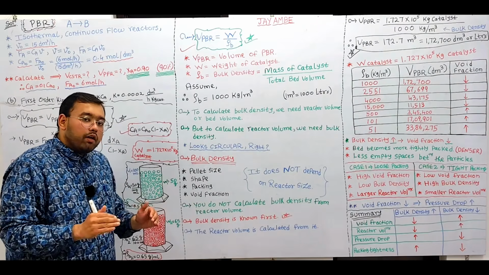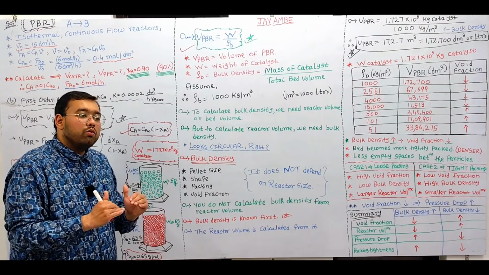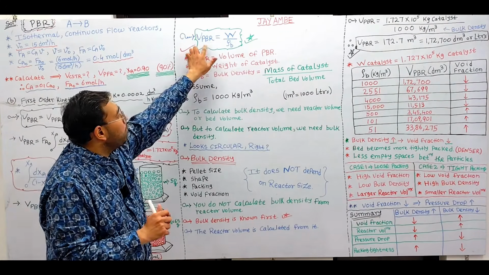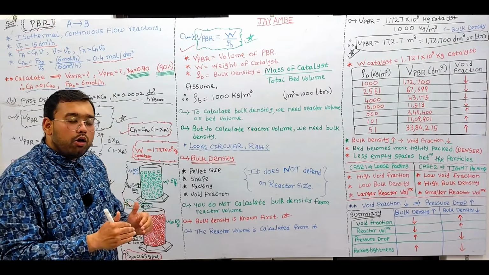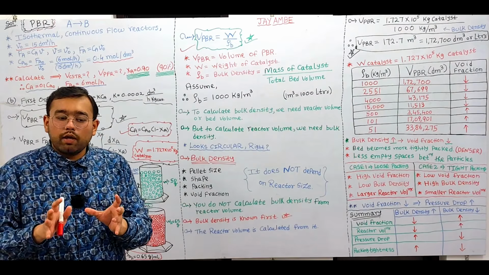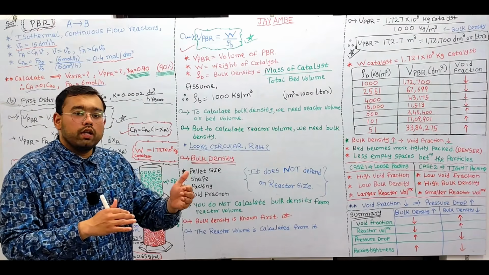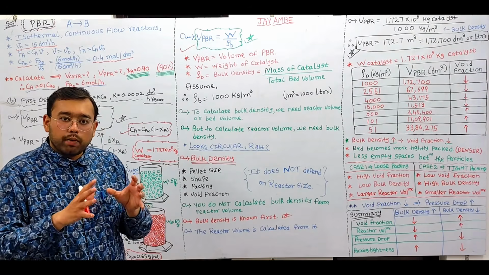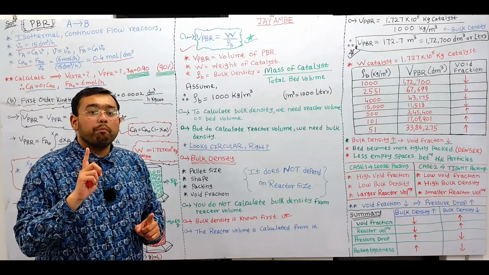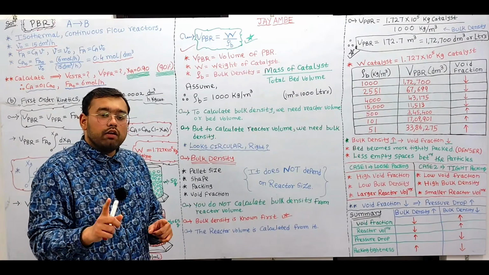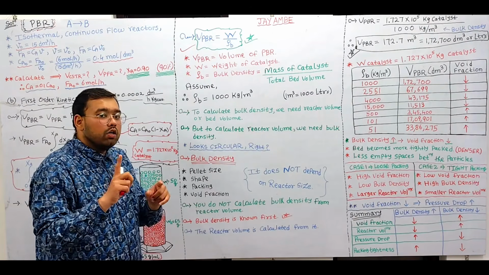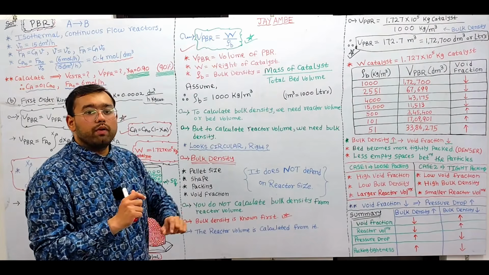We calculate bulk density primarily to make use of it in order to calculate the volume of the packed bed reactor. First of all, we calculate bulk density based on the packing material, which type of packing materials we are going to load in the packed bed reactor. Based on the selection of the packing materials, we firstly calculate the bulk density, and then use the bulk density value in order to design the volume of the packed bed reactor.